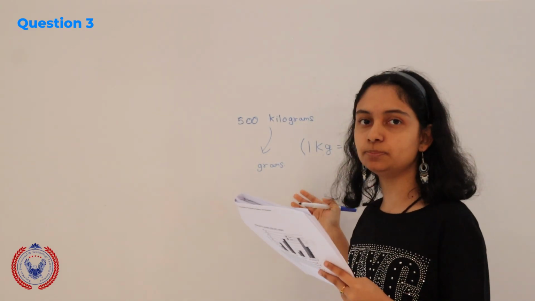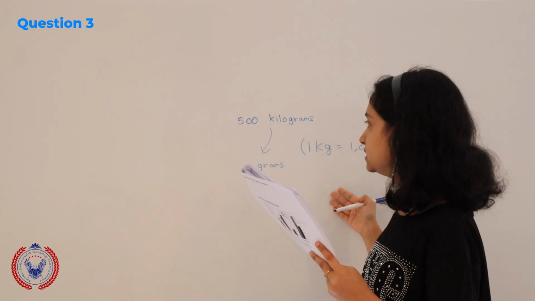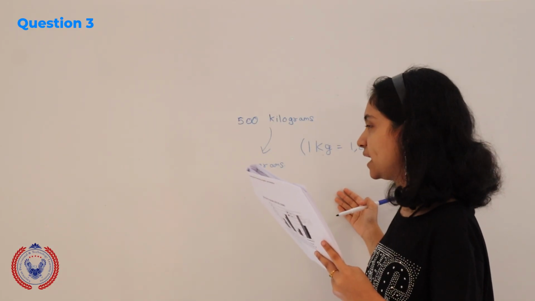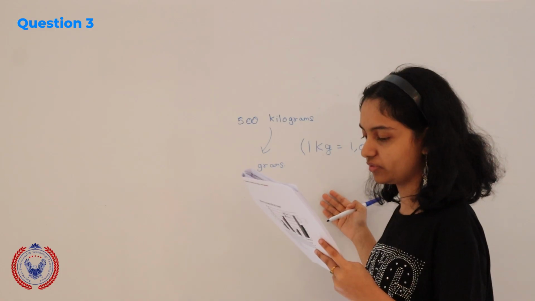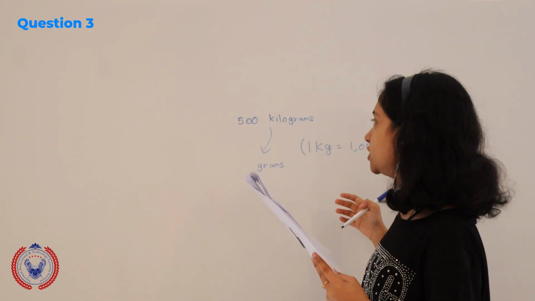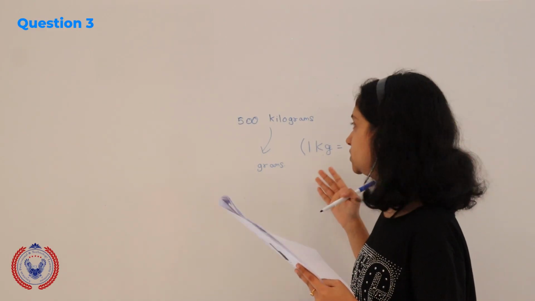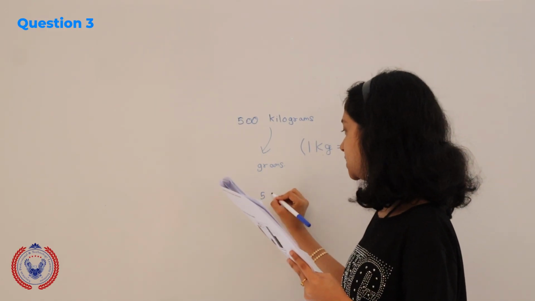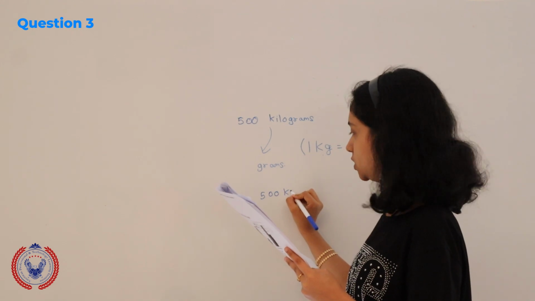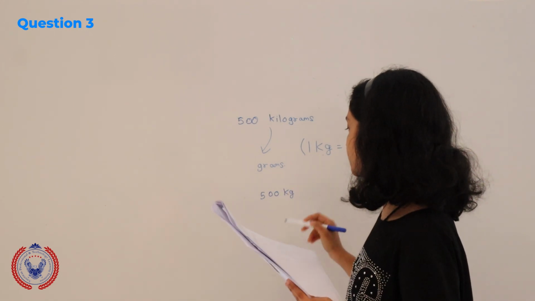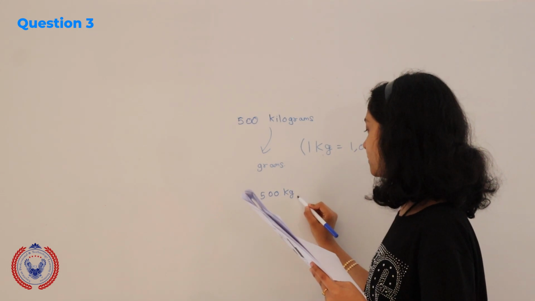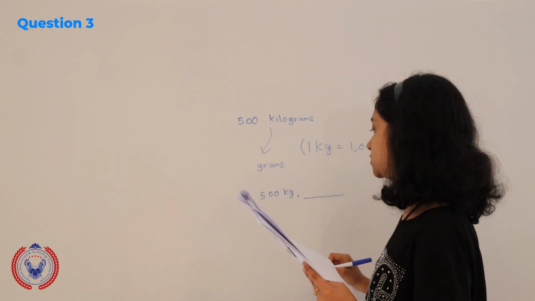This is extremely important information as this is going to help me out in figuring out which of my options are correct or incorrect. So first, for this problem, what I would do first is I would first write down my givens, and that would be 500 kilograms. This is my given. And now I must think that how can I convert it to grams?